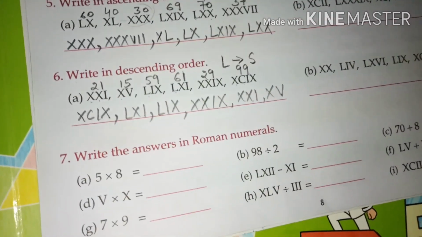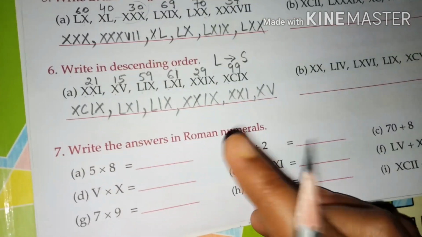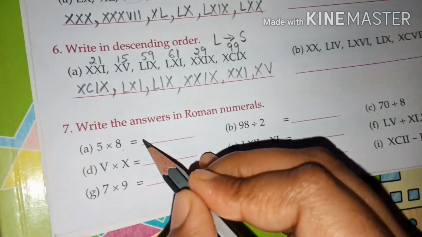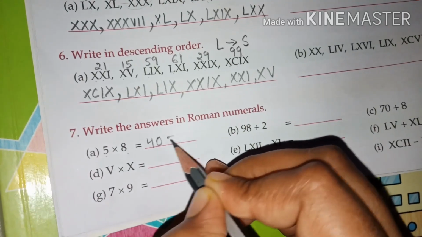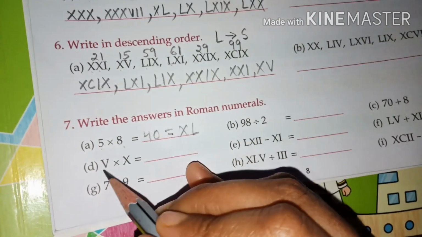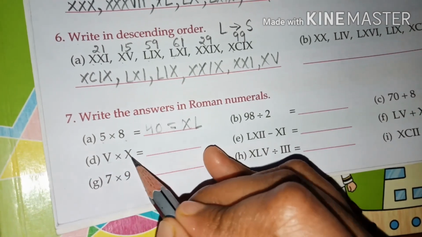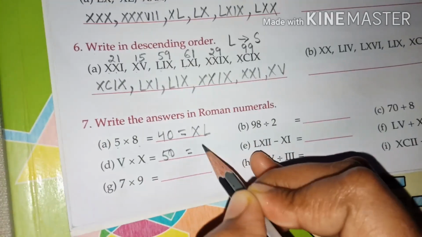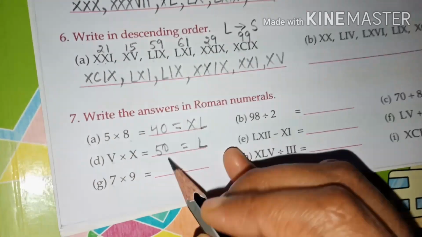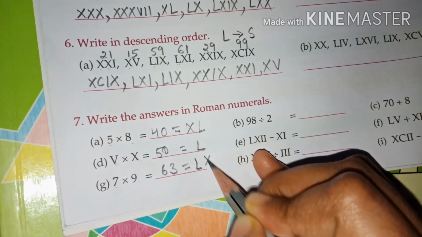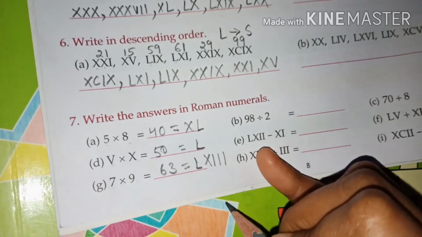Is it clear? Now question number 7, write the answers in Roman numerals. That means you have to write the answers in Roman numerals. So 8 5s are 40. First of all write 40 here. Now what is 40 in Roman numerals? It will be XL. Now V is 5, X is 10, so 5 into 10 is 50, and 50 is written in Roman as L. 7 9s are 63. 60 will be what? L 50, 60, 1 2 3, 63.